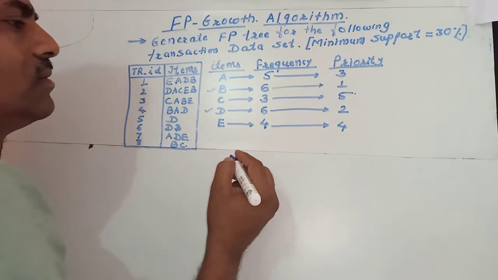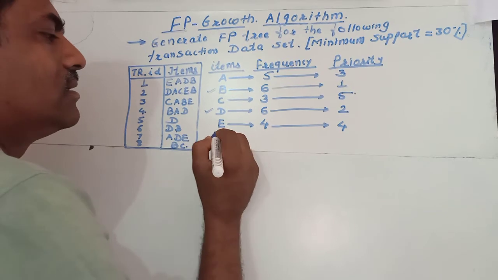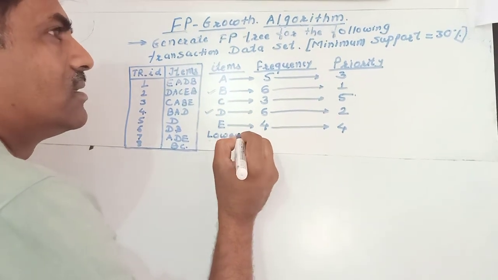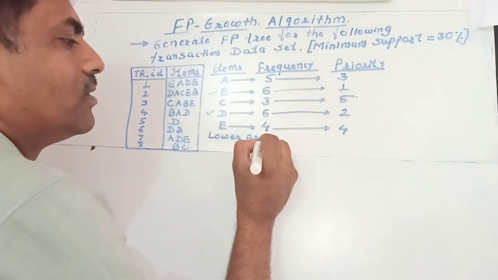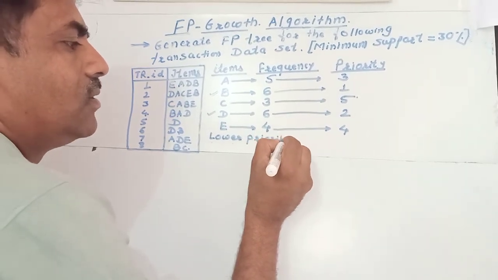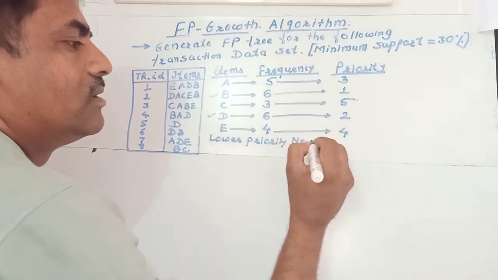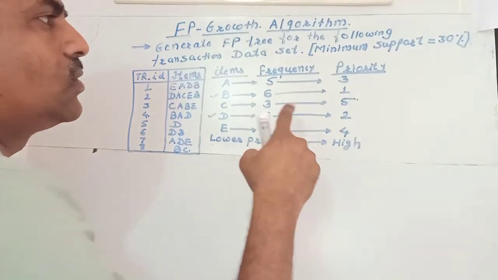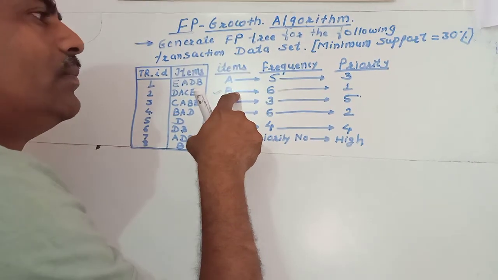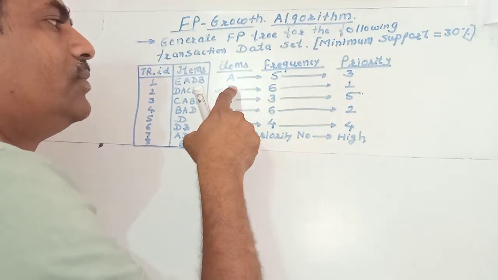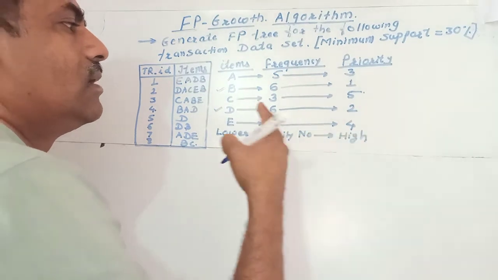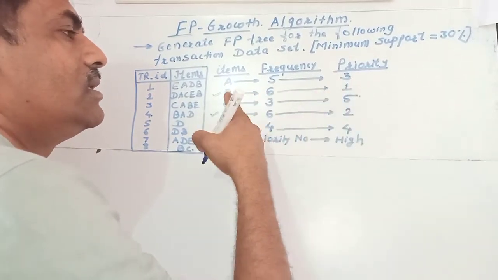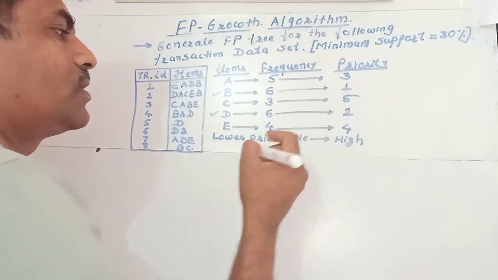So now we can say that in this case lower priority number means high priority. So in this case lower priority number goes to B and D. So priority B has the highest priority. Item B has the highest priority.